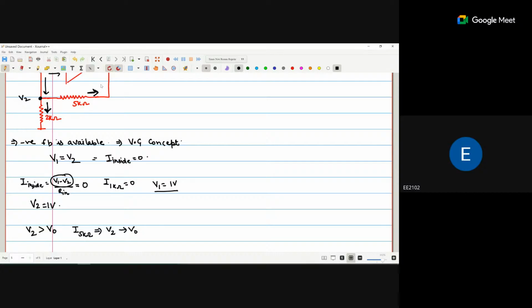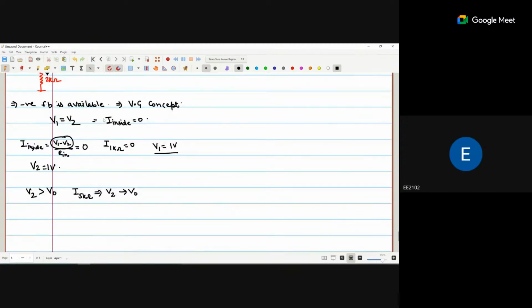Understood? And if V0 is greater than V2, the current across the 5 kilo ohm resistor will pass from V0 to V2 direction. Whichever one is higher, according to that the current will be going.